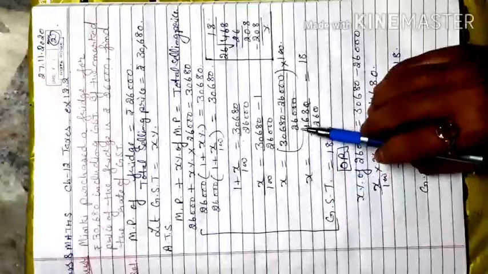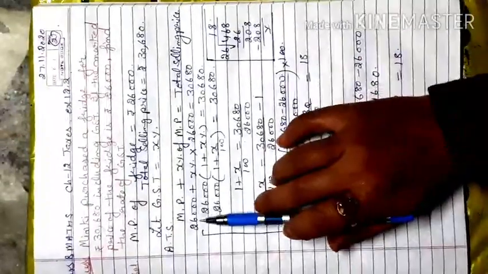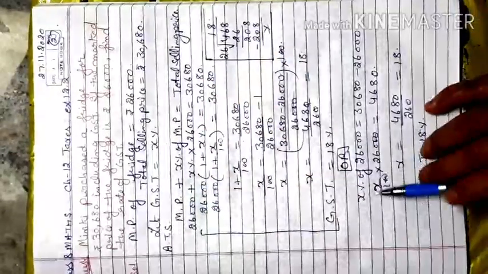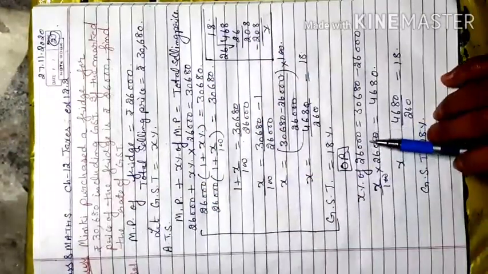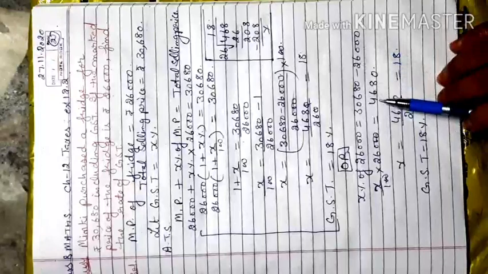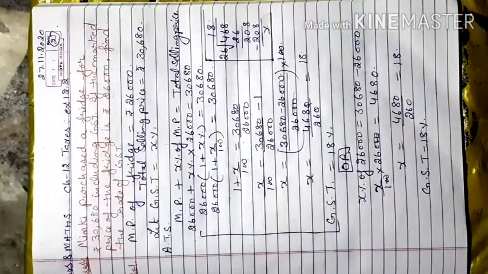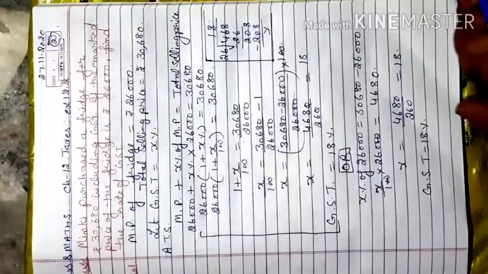We can solve the calculation in two ways. Either you shift 26,000 to this side, giving x percent of 26,000, and when you subtract, you get 4,680. After calculation, you will get x value as 18. That means GST is 18%.